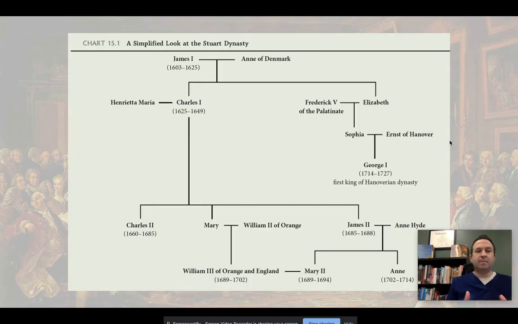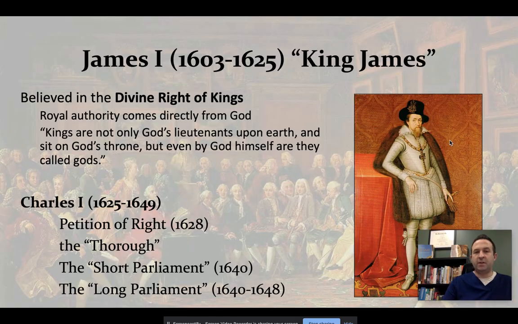So let's examine a couple of these monarchs. I dub them Monarch the First because we're talking about James and Charles the First. You see on your screen there. So we have King James the First. Now, he's dubbed King James for a couple of reasons. One, yeah, he's obviously King James. He's also the one, however, who commissioned the King James Version of the Bible in 1611. And it's still a highly influential version of the Bible to the present day.